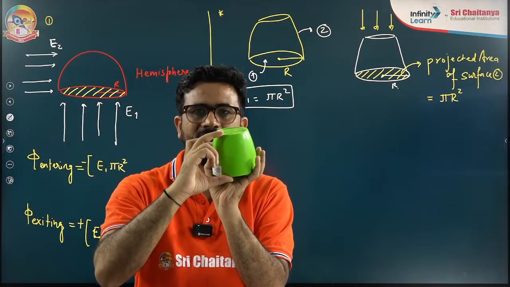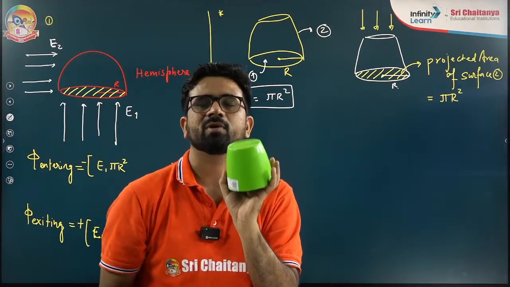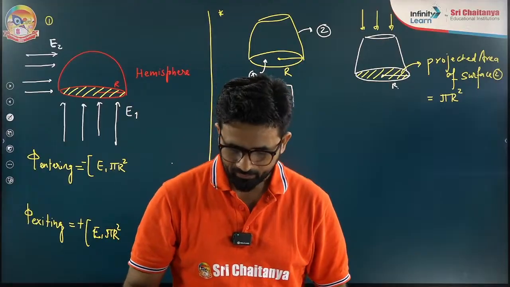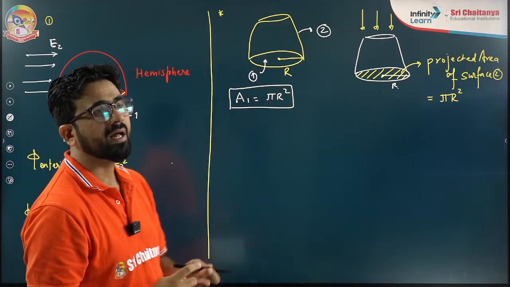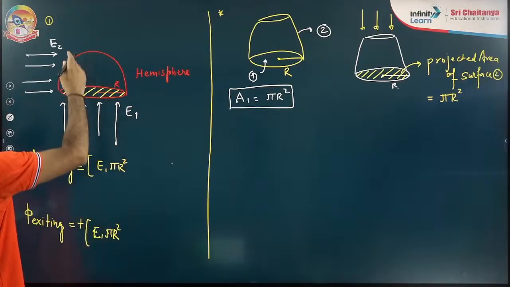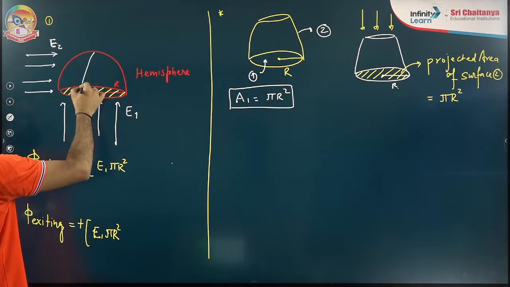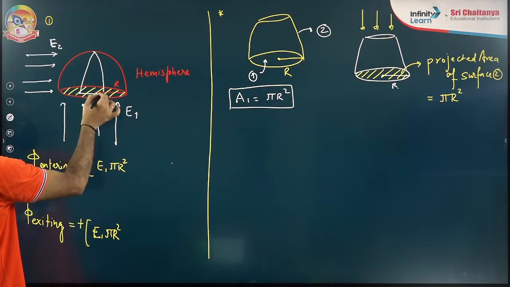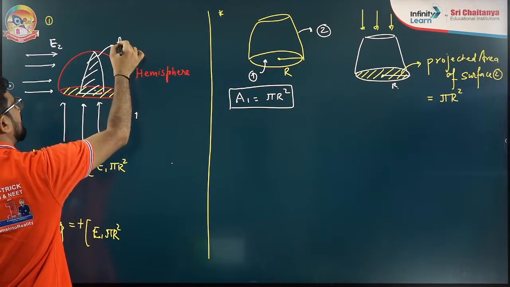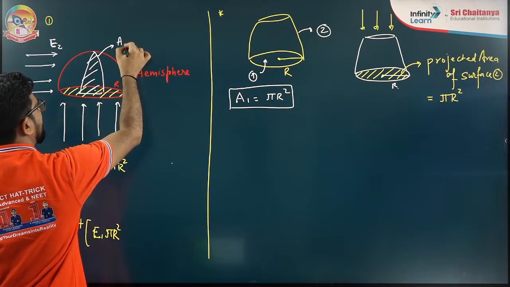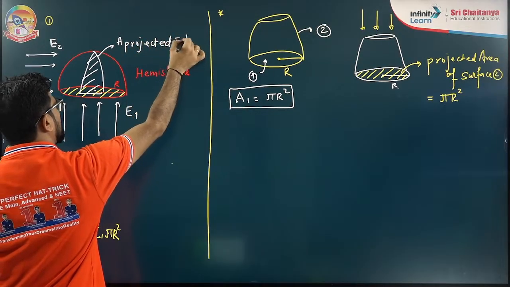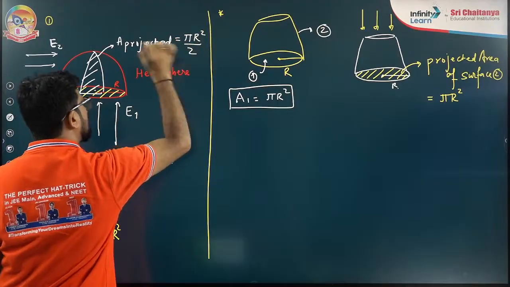So this radius is r, and for a half circle, what is the area? Pi r square by 2. So you can say this is the projected area, and the projected area is equal to pi r square by 2.